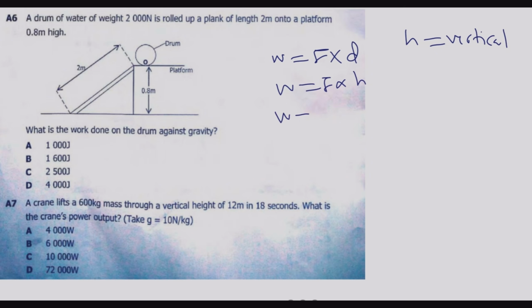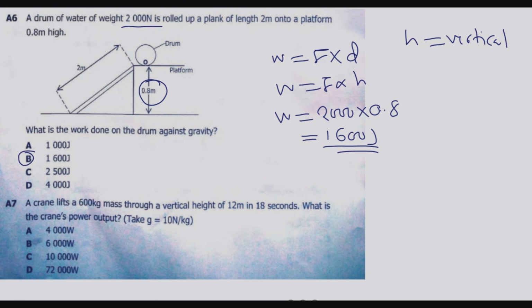So work done is equal to, what's the force? 2000 Newton. So it's 2000 Newton multiplied by the height in meters, which is 0.8. So multiply that, you're going to end up with 1600 joules. Remember, work done is measured in joules. So we end up with B being the best answer.